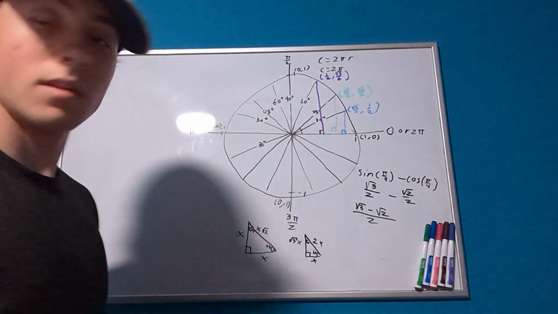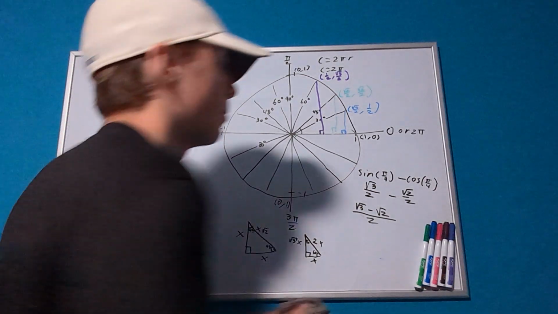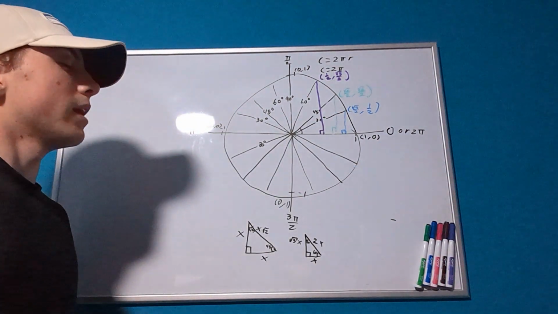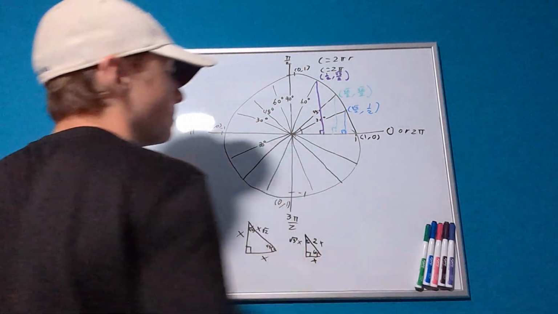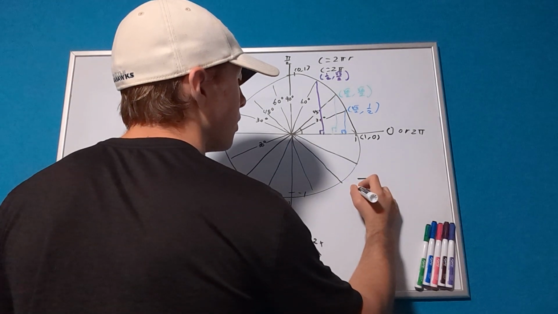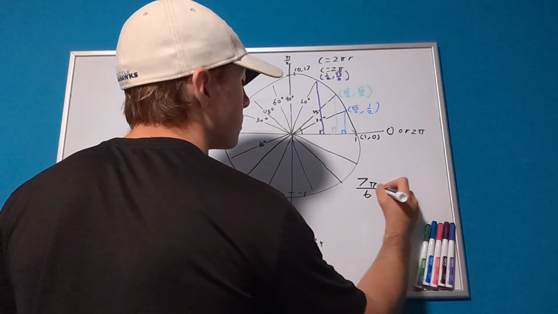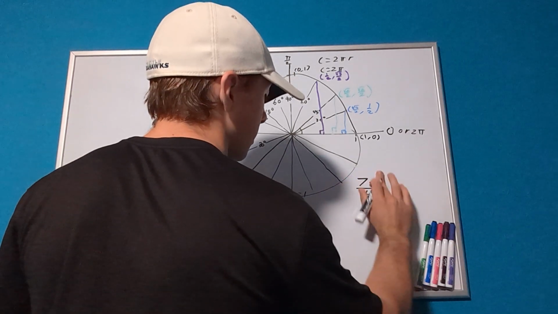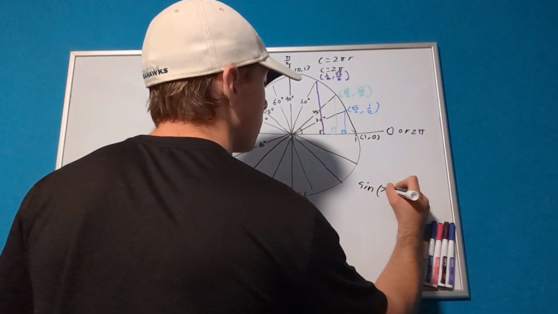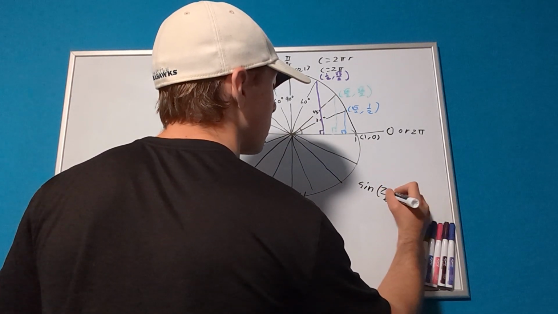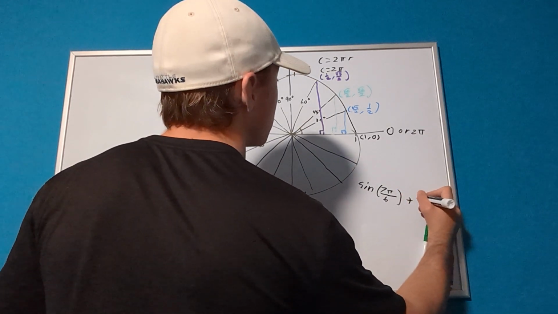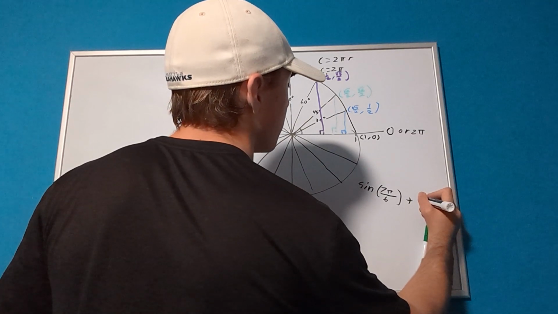But let me give you a different problem. Try to solve it on your own. I'll throw a little curveball in here. Let's say we have sine of 7 pi over 6 plus sine of pi over 3, or sine of pi over 6.